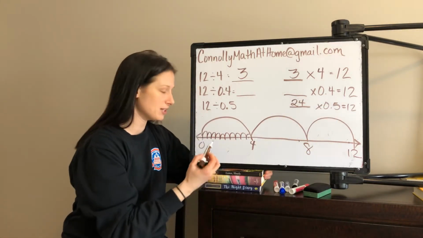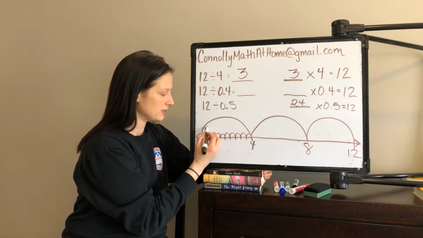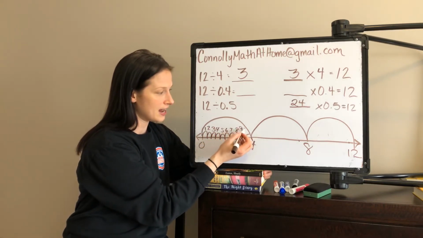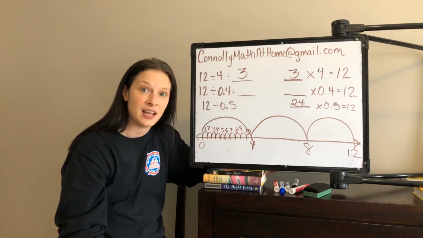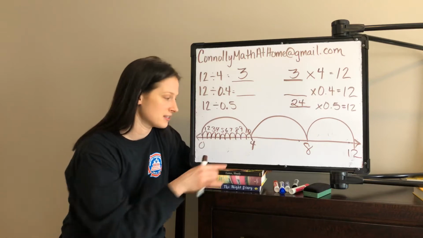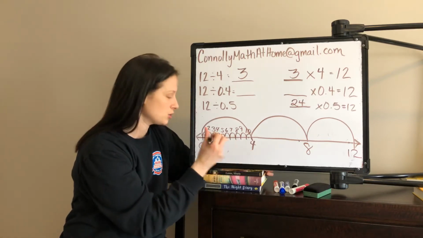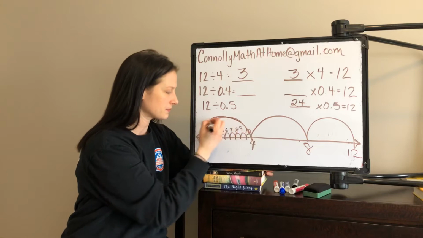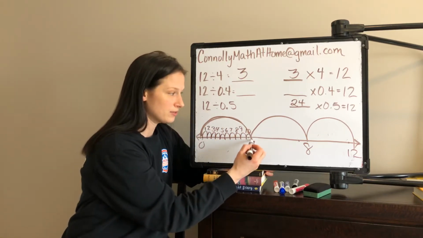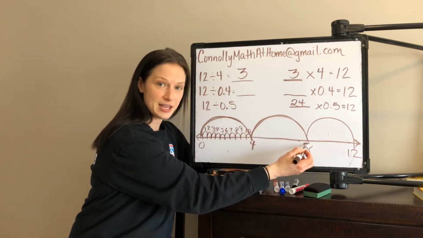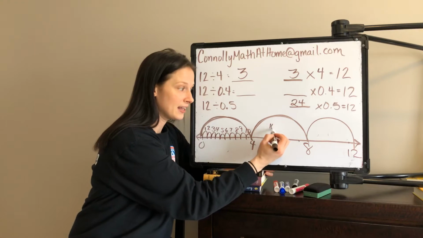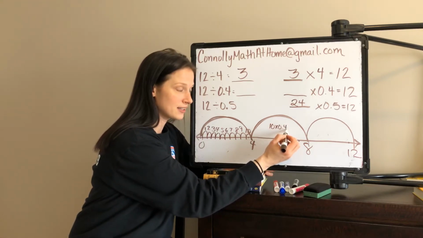Let's count how many we've done so far. 1, 2, 3, 4, 5, 6, 7, 8, 9, 10. It took me 10 groups of 4/10 to get to 4. So in this one jump, I have 10 groups of 4/10. So I know my next 4 miles is going to be another group of 10 groups of 4/10.